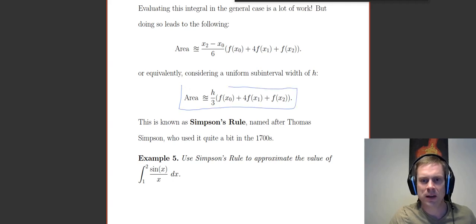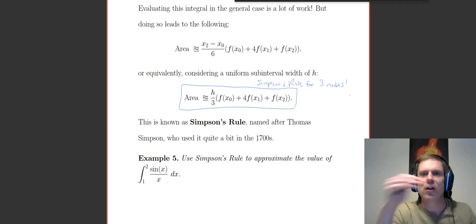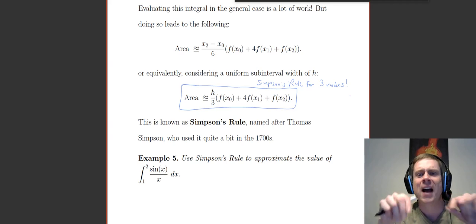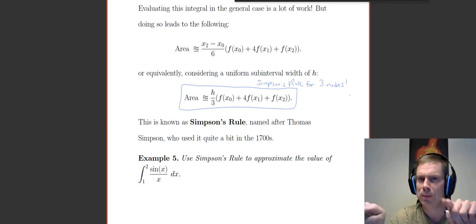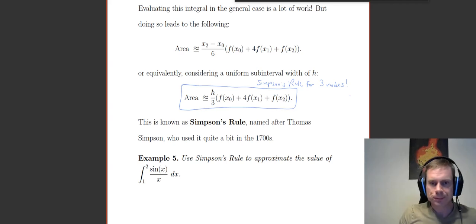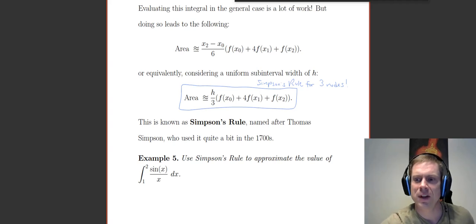And this is going to be Simpson's rule for 3 nodes. Notice that we need 3 nodes here. We need 3 nodes, otherwise we literally can't construct parabolas. So this is an interesting method in that it requires exactly 3 nodes, although we're going to extend it to more after this example, but we can't do less, okay? So, oh yeah, there was a guy named Thomas Simpson, I guess, who used it in the 1700s, which is where the name comes from.